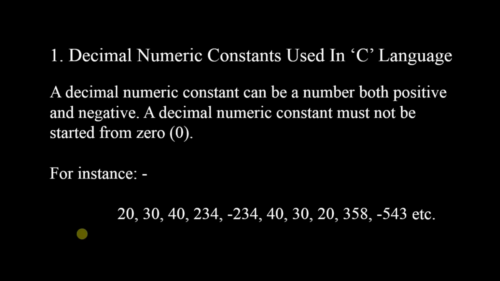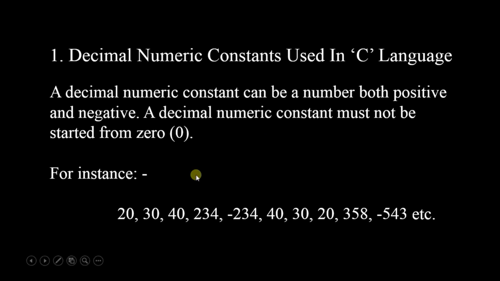For example, here you are seeing it is not going to start with the 0 value. It starts with 2, which is a positive number. It is also positive. Here is a negative number. So a decimal numeric constant can be a number having positive as well as negative sign, but not 0. It will not start with a 0, and it can be both positive and negative.